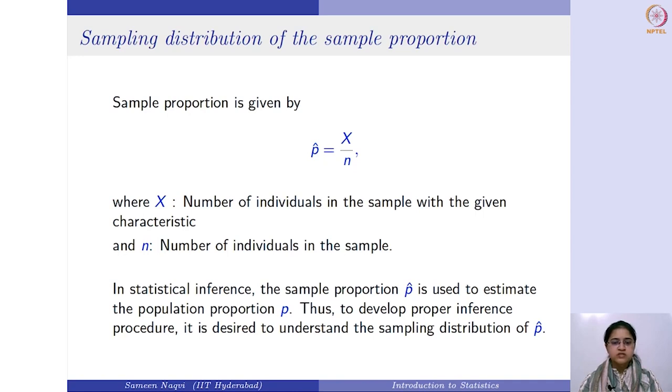And all these xi's over here will be independent, because the outcome of one trial is not affecting the outcome of the other one. If one person has that characteristic, that does not mean that the other person will not have that characteristic. So x is basically your binomial random variable in this case.